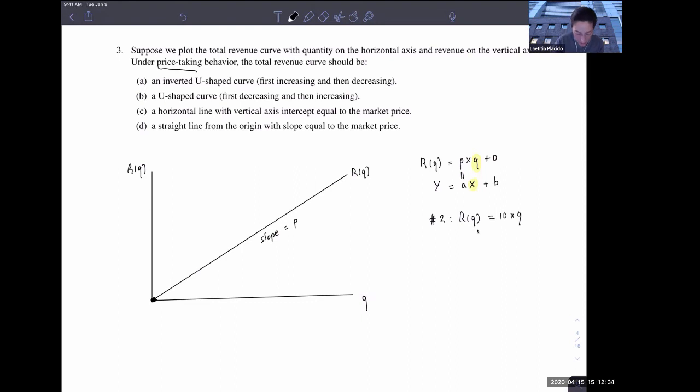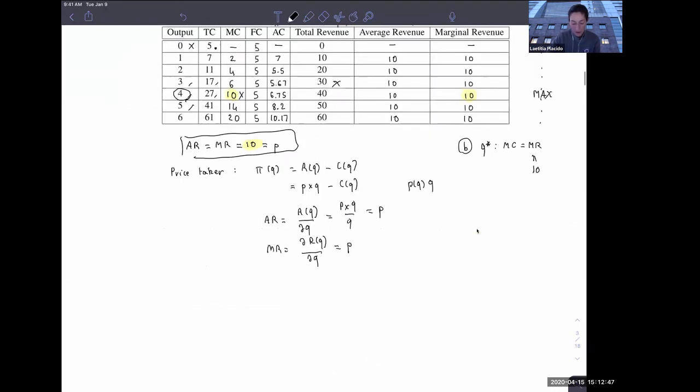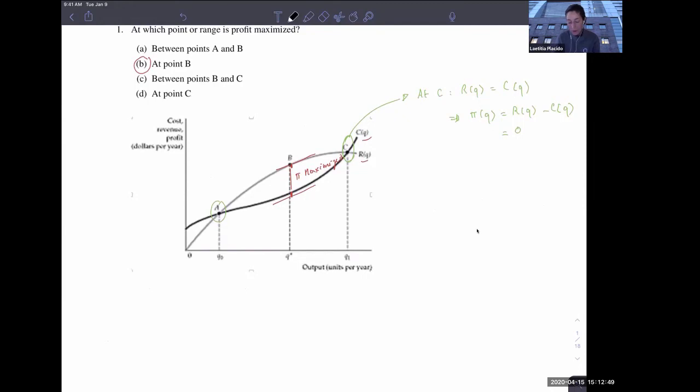So what is the answer here? The answer is a straight line from the origin with slope equal to market price. So what does it mean when we go back to question 1 here? It means that for that question, we were not talking about a price-taking firm. Why? Because the shape of the revenue function here was concave. And for a price-taking firm, the shape of the revenue curve must be a straight line.